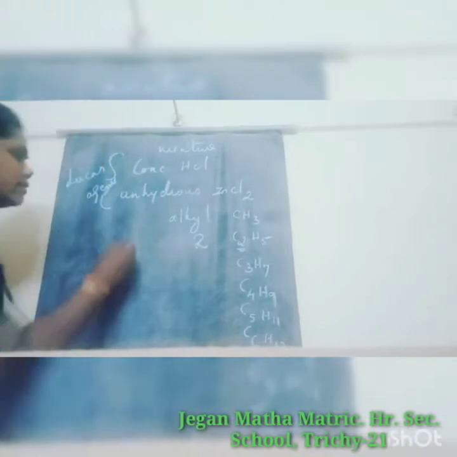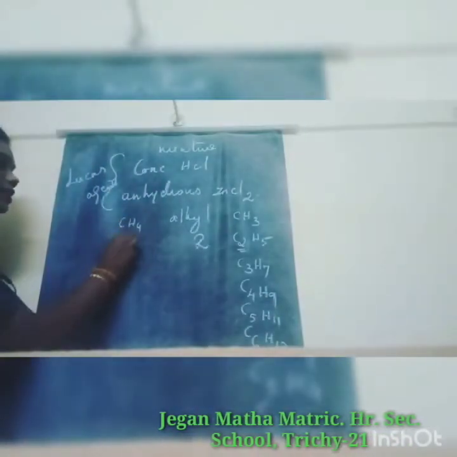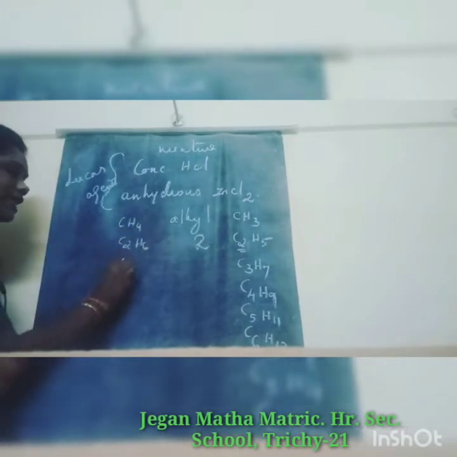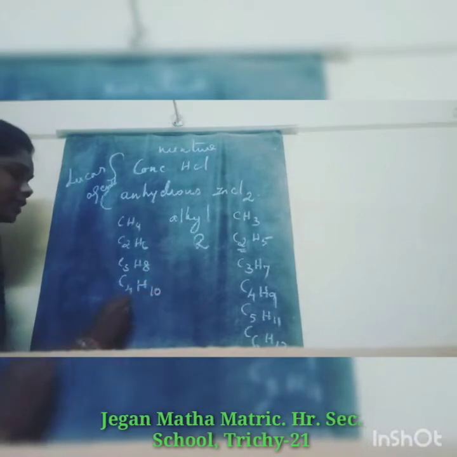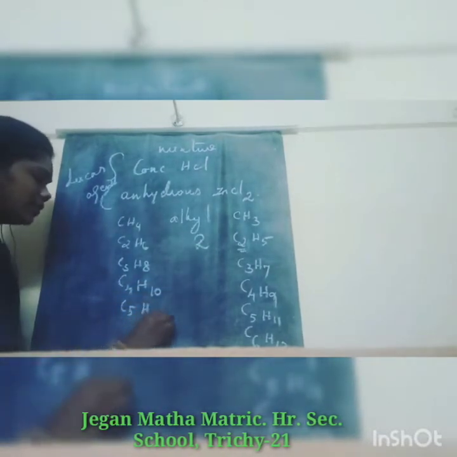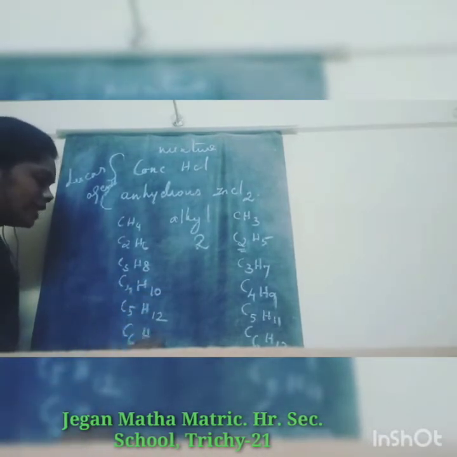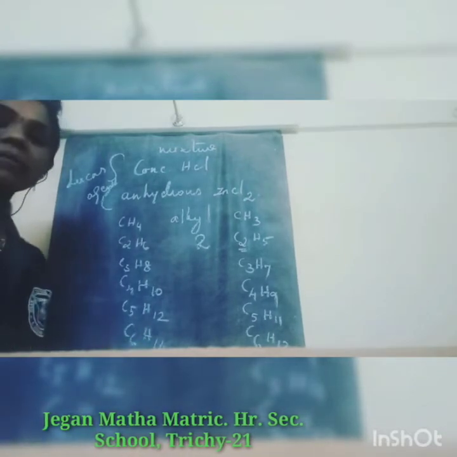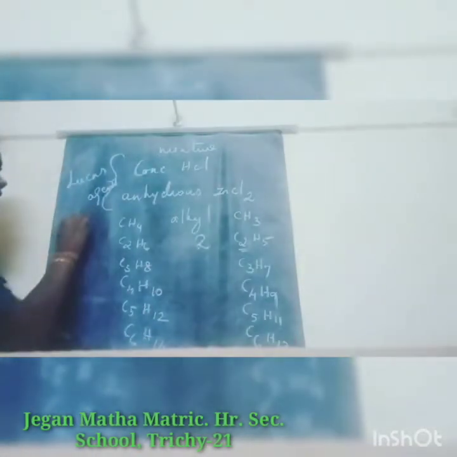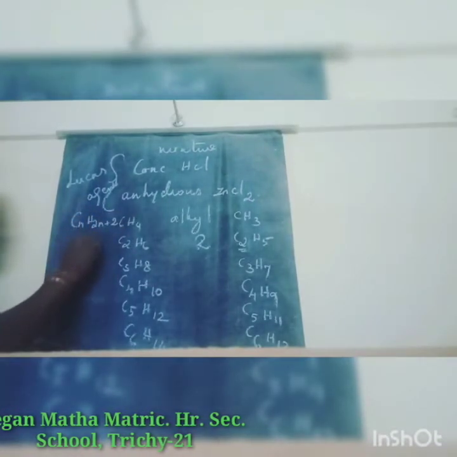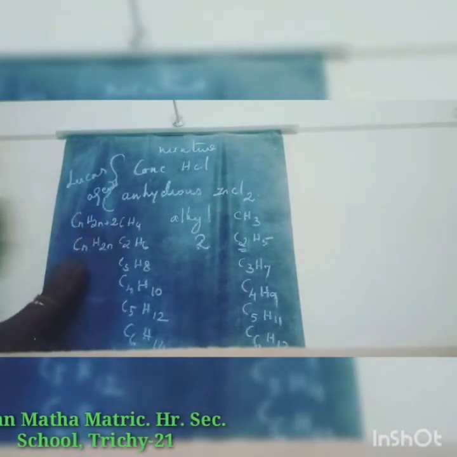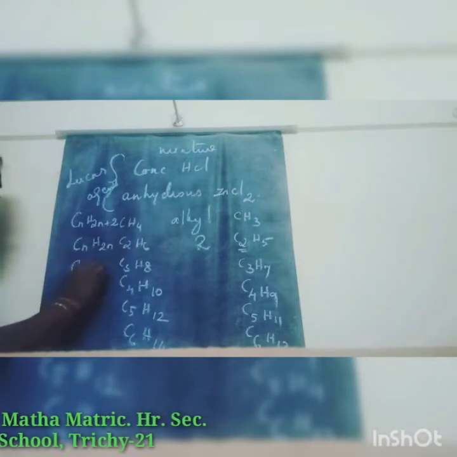Alkanes are CH4, C2H6, C3H8, C4H10, C5H12, C6H14. These are the alkane group. The formula for alkane is CnH2n+2. Alkene is CnH2n. Alkyne is CnH2n-2.